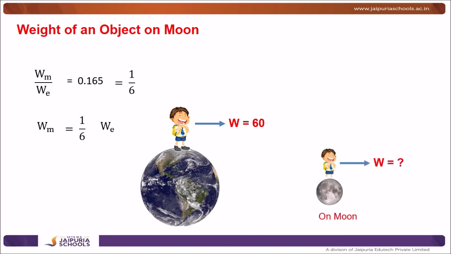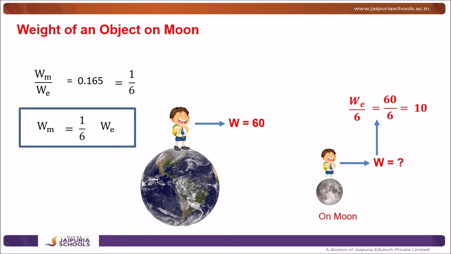So now with the help of this given formula, you can easily calculate your weight on the moon. For this, you have to divide your weight on the earth by 6. So if you divide 60 by 6, you will have 10. That means your weight on the moon will be 10. So students, you have to remember this relationship.